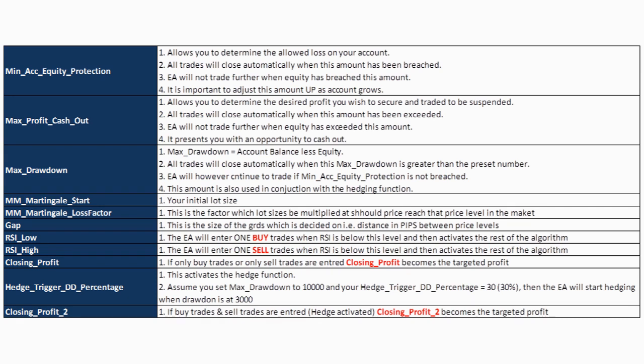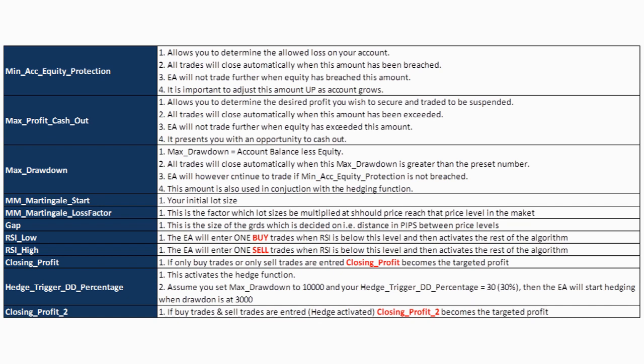So when the EA is in a hedge situation where you've got buy and sell trades that are open, then it will close against the closing profit 2 preset value. So I'm just going to emphasize that again. Closing profit: if you've only got buy trades open, it will close at closing profit. If you only have sell trades open, it will close at closing profit. When you have buy and sell trades open simultaneously, which means the hedge function in the EA has been activated, it will close at the closing profit 2 preset value.